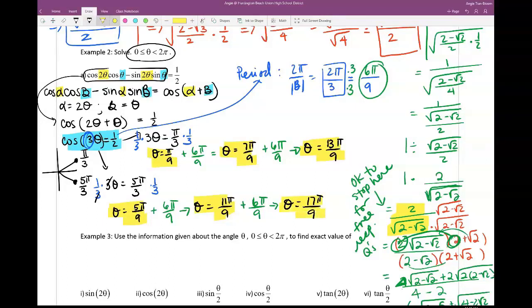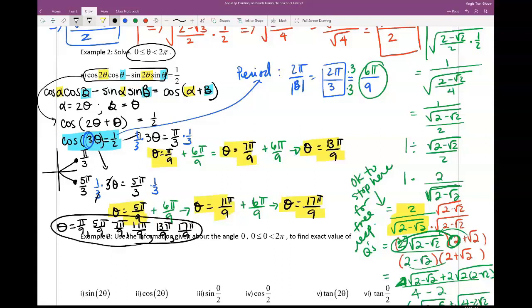And guess what? I'm going to have to write it all down, and let's try to do it from smallest to biggest. Theta is pi over 9, 5 pi over 9, 7 pi over 9, 11 pi over 9, 13 pi over 9, and 17 pi over 9. And we have a total of 2, 4, 6 answers. So hopefully you are able to understand that. If you didn't, then please do go back and listen to it again.